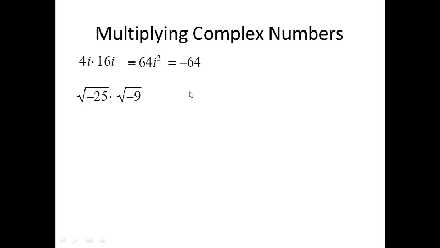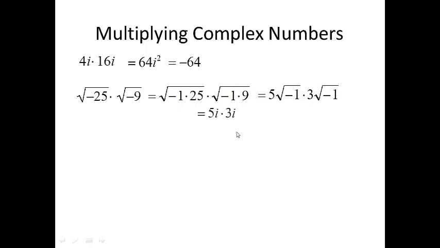How about this one? Okay, we take the square root of this and the square root of that, and we get negative 1 times 25 times negative 1 times 9. I can take the square root of the 25 and get 5, take the square root of 9 and get 3, and then this is just i and i. So this is 15i squared, and i squared is a negative 1. That's negative 15.